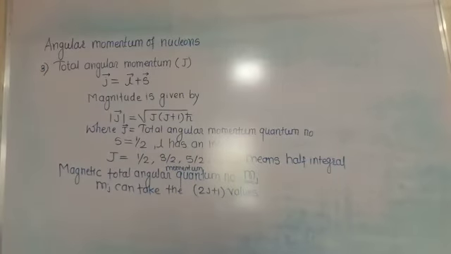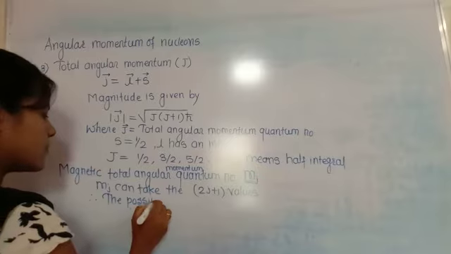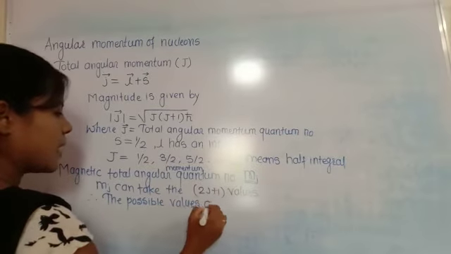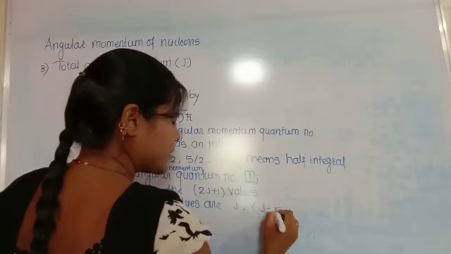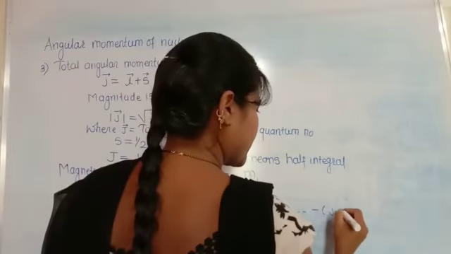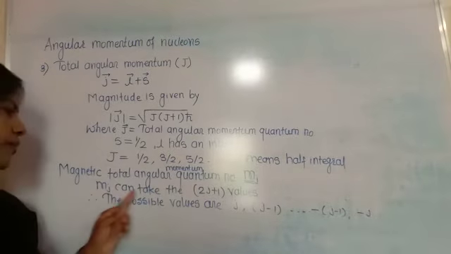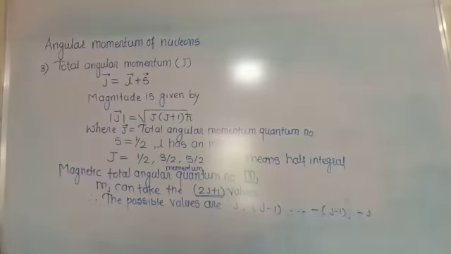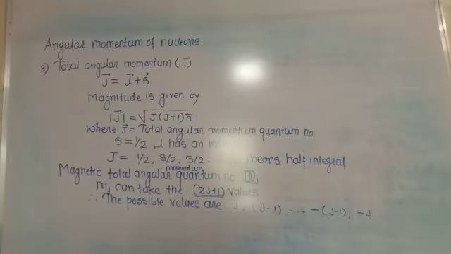Therefore the possible values are, first j, second j minus 1, and so on decreasing up to minus of j minus 1 and minus j. So these are the values for mj, the magnetic total angular momentum quantum number. That means twice j plus 1 values. So this is the third angular momentum of the nucleons, that is the total angular momentum.